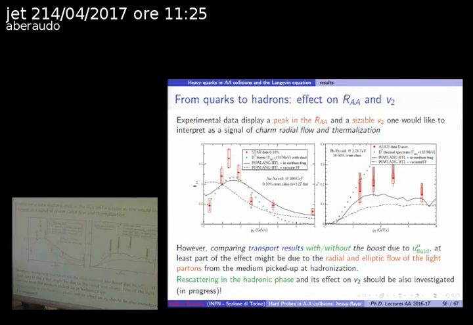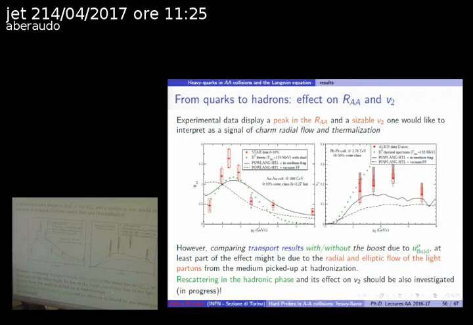The data are not able to tell you whether this bump comes from the fact that the charm has reached the full kinetic equilibrium, or whether charm has not reached complete equilibrium with the medium, but since it hadronized combining with some particles that do carry this collective flow, there is this additional collective flow acquired at hadronization, which moves the theory curves closer to the experimental data.